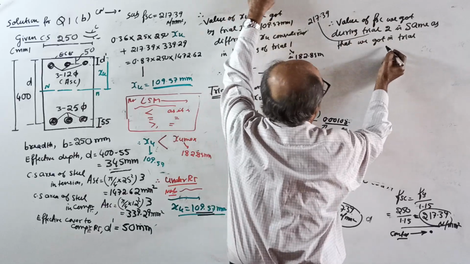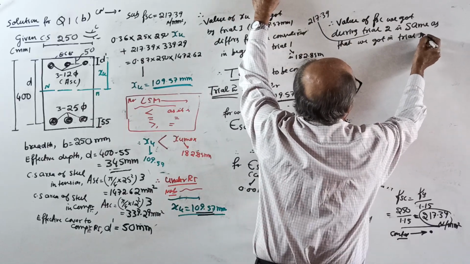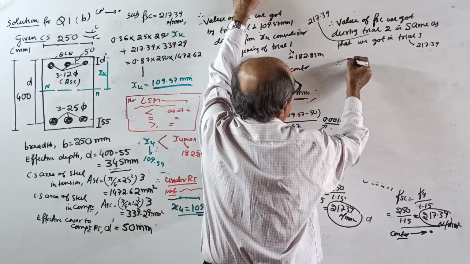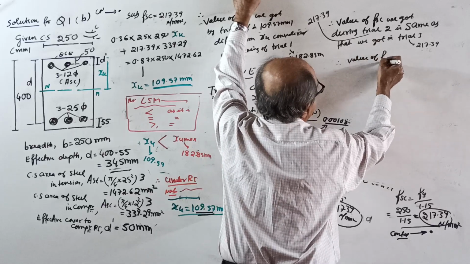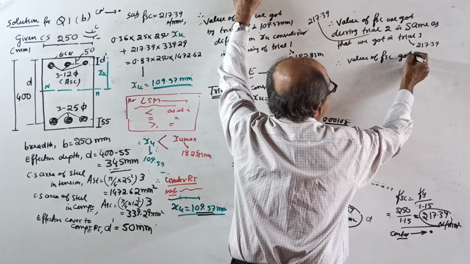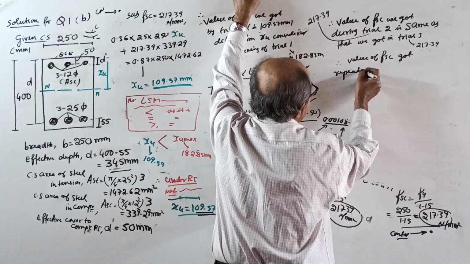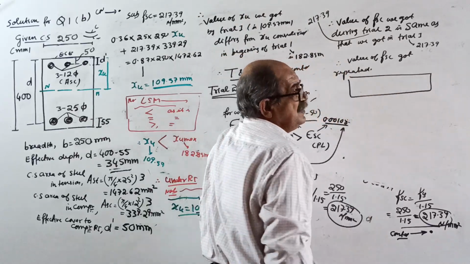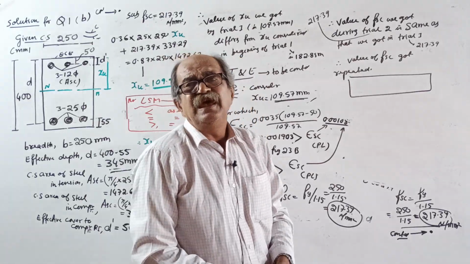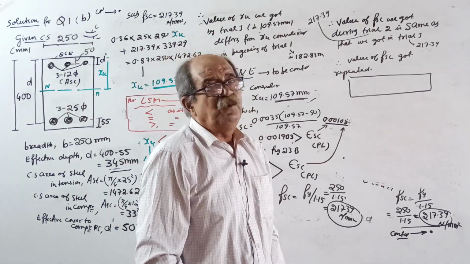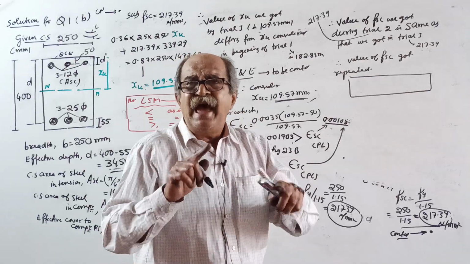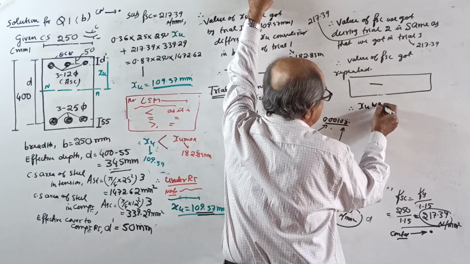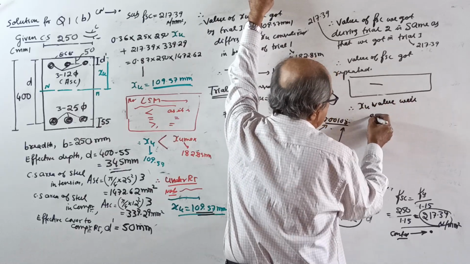217.39. Trial 1 also same as trial 1. Trial 1 also you got 217.39. Therefore, value of FSC got repeated. Now I told one thing. See right here. In the class he told earlier, XU, you write here, XU depends on FSC, FSC depends back on XU. Therefore, if any one of them repeats, the other has to repeat. Therefore, XU value will also repeat.